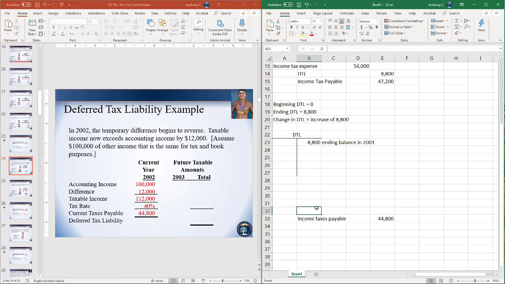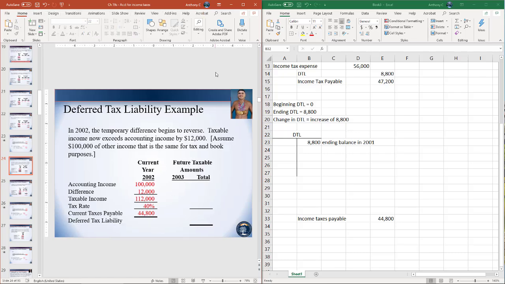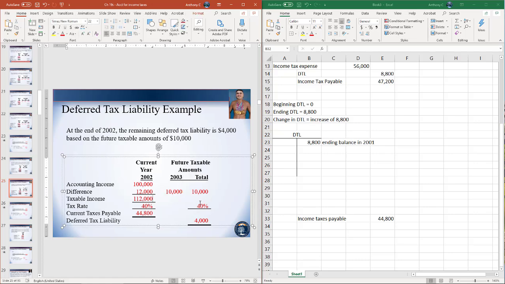Now to figure out the change in the deferred tax liability, we need to figure out what our future taxable amounts are. If you look back at the previous slides, or if you remember, it tells us that $10,000 of the installment sales will be collected in 2003. So when it's collected, it'll be taxed. So we have a future taxable amount of $10,000. If we multiply that by the tax rate of 40%, we get a deferred tax liability of $4,000. This $4,000 is our desired ending balance for DTL in 2002.